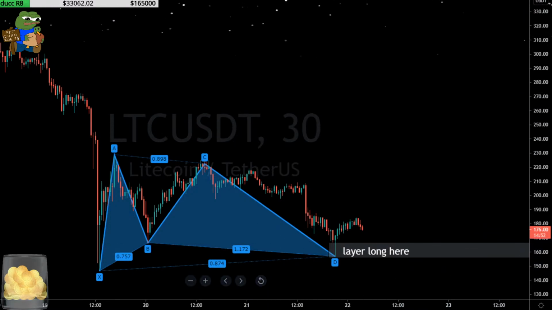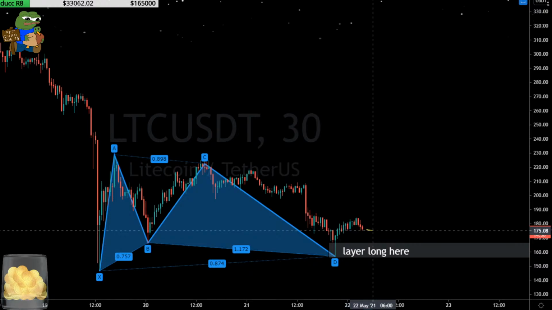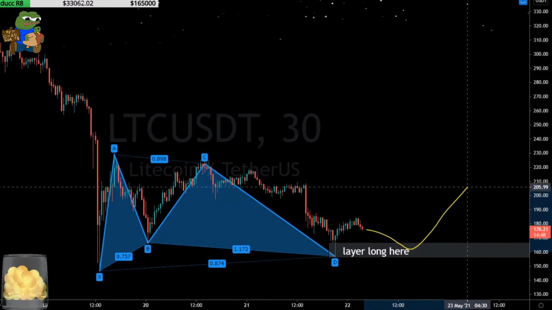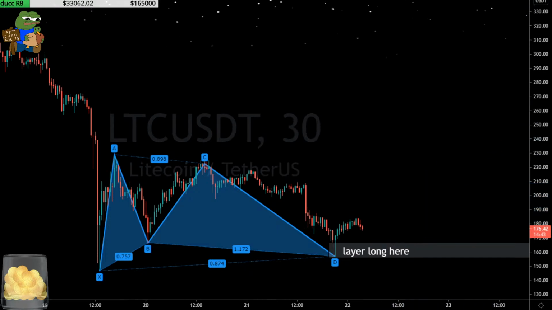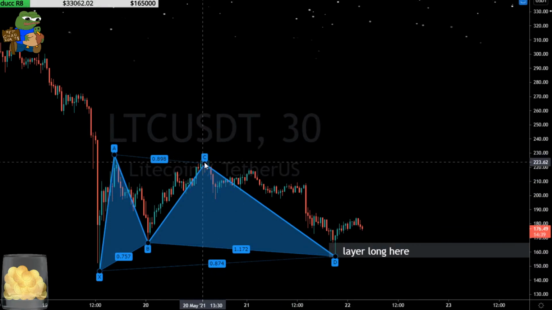Okay, is it possible to double bottom? Of course it's possible to double bottom. Do you have to double bottom? No, you could just go right up. Okay, but again, it's up to Bitcoin. Everything is up to Bitcoin.